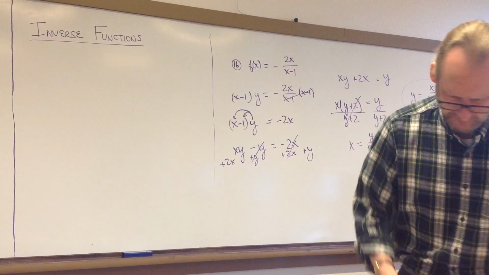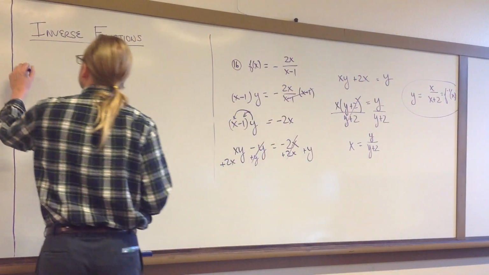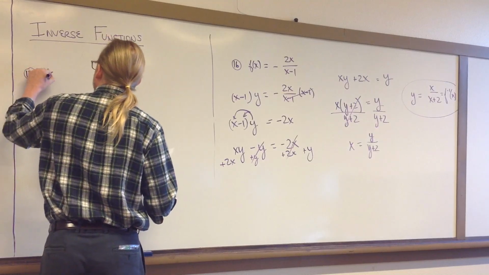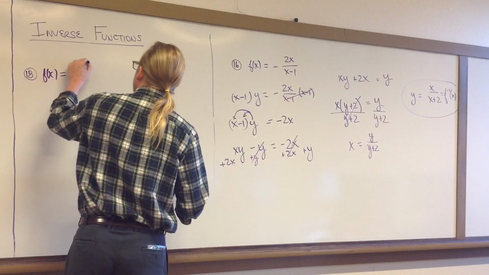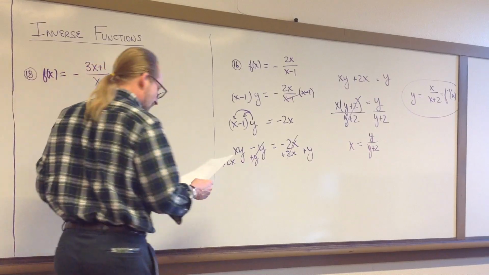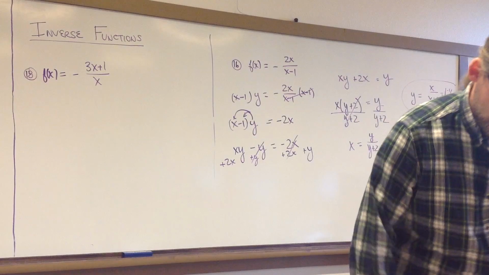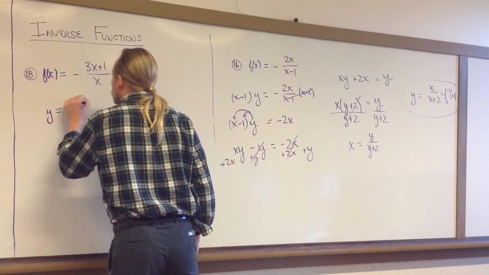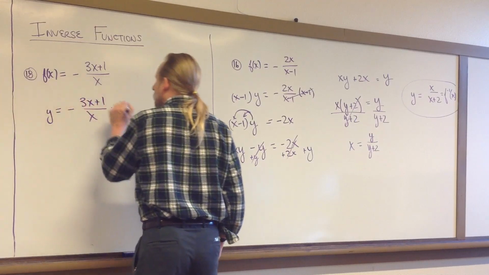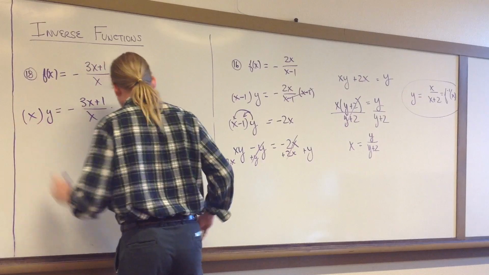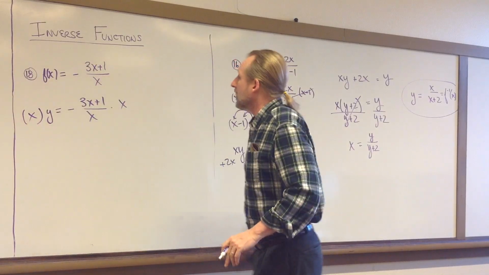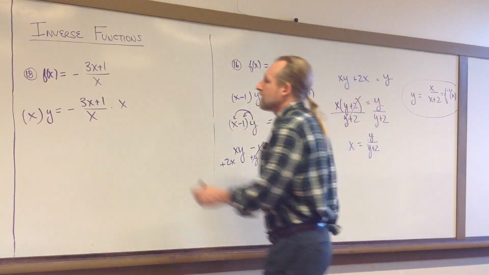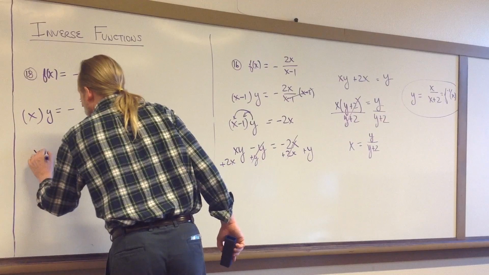So let's see here. Problem 18. F of x is negative 3x plus 1 over x. All right, so let's see here. Write this as y equals, and let's clear out that denominator. That's usually the first thing to do when you've got something like this and you need to isolate that variable, is to clear out the denominator so these cancel out.